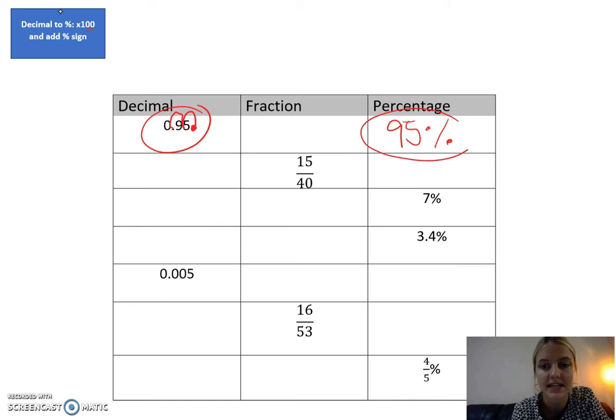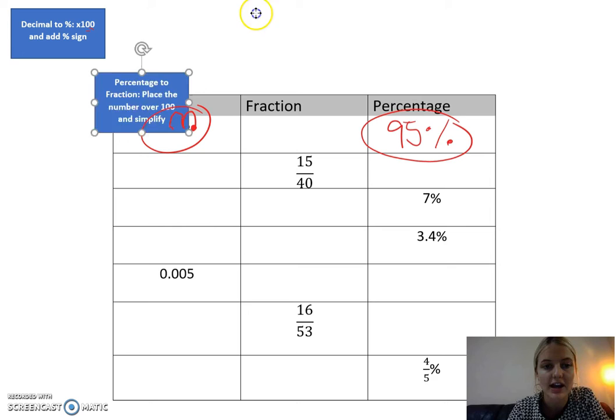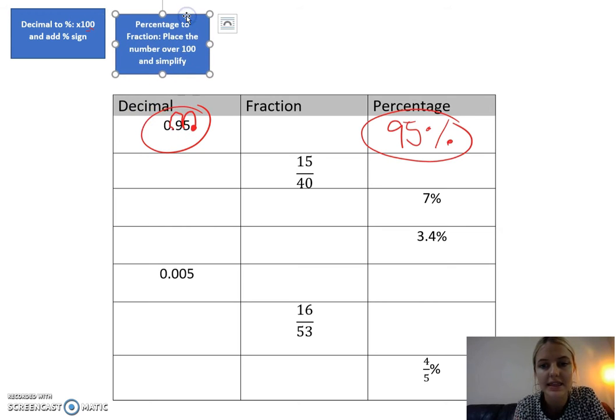Now that I have the percentage, it's quite fast to go from percentage to fraction. Going from percentage to fraction is simply placing that number over 100. The percentage sign literally means out of 100. So 95 out of 100. Don't forget to always simplify your fractions.